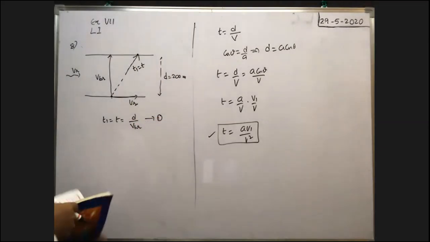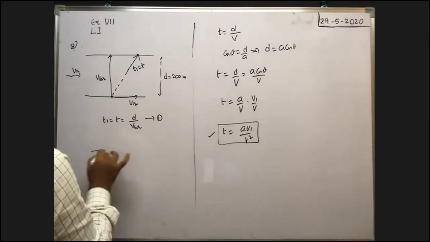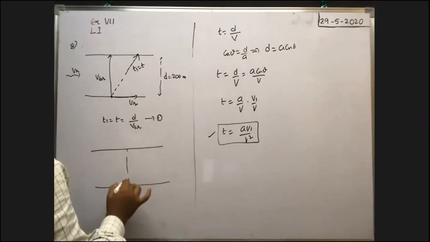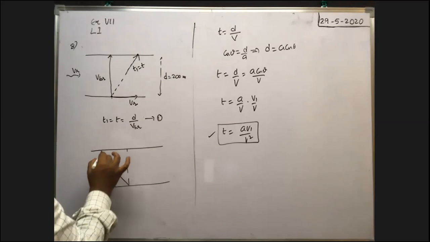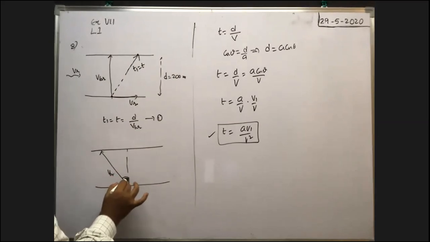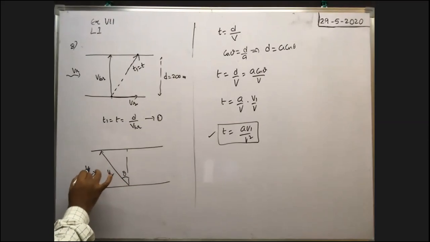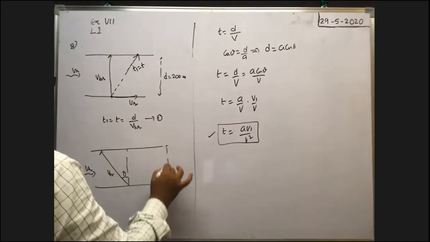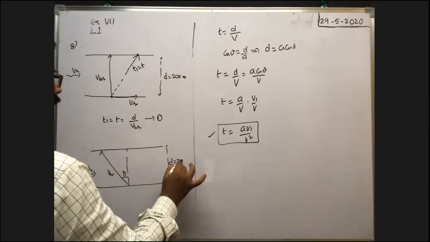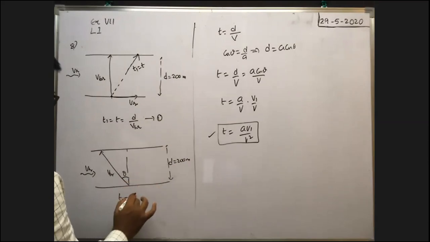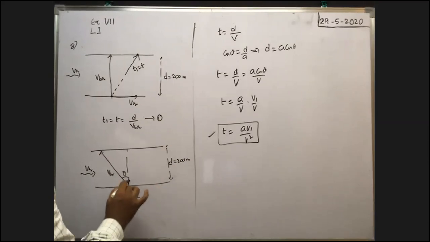Next, to cross the river along the shortest path, the boat has to row in this direction by making some angle theta with the normal to the direction of the river flow. Of course, in this case, width of the river does not alter. That is equal to 200 meter only. In this case, time taken t2 is equal to width of the river d by the velocity along this direction.